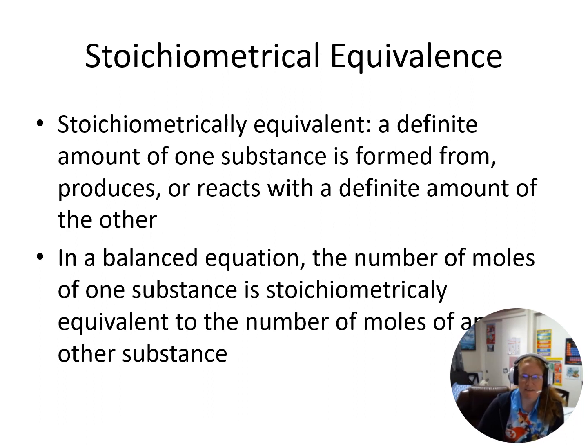So we have this definition, stoichiometrically equivalent. Basically, a definite amount of one substance is formed from, produces, or reacts with a definite amount of the other. So I have an amount of something, it's going to react with a definite amount of something else. And when I have that balanced equation, I have this stoichiometry. I have this mole ratio where I have this equivalence of moles of one substance to moles of another substance.